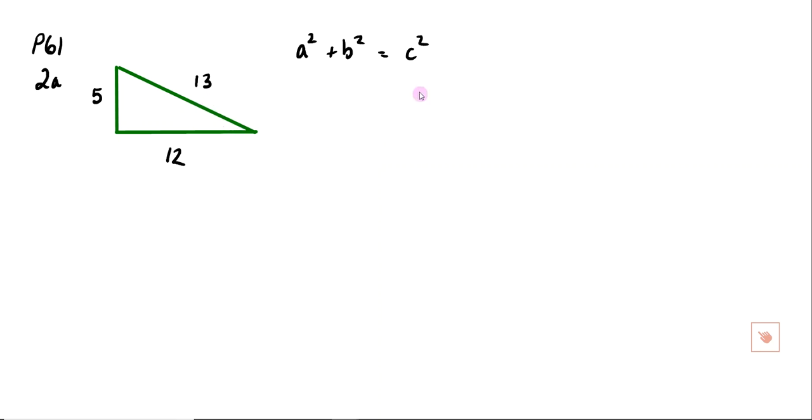So I know that c is 13. The other two, 5 and 12. So I just need to check that that is true. So I've got 25 plus 144. Well, what does that equal? 169. And what is 13 squared?